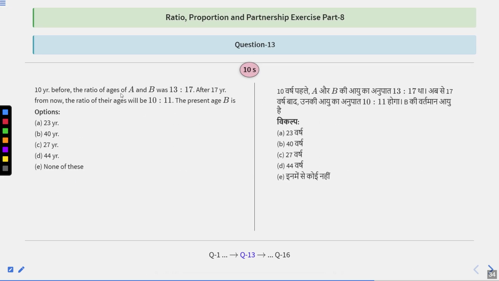10 years before, the ratio of the ages of A and B was 13:17. After 17 years from now, the ratio of their ages will be 10:11. What is the present age of B? You have 5 options and 10 seconds to analyze the question. Your time starts now.